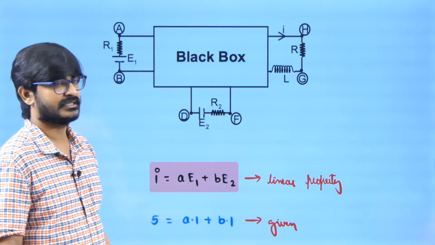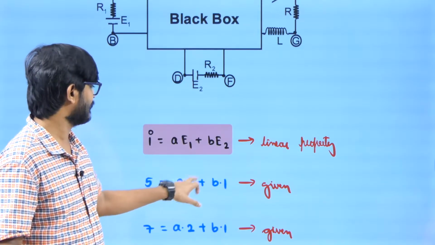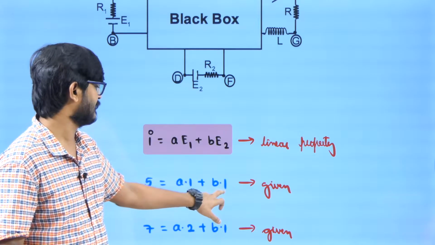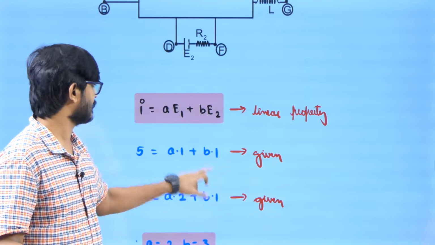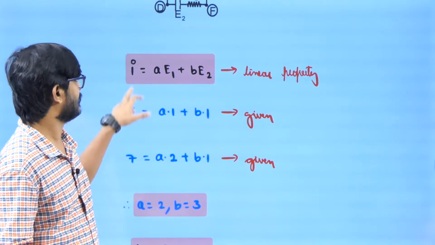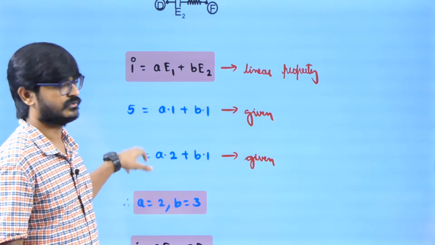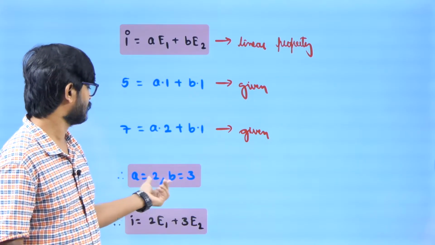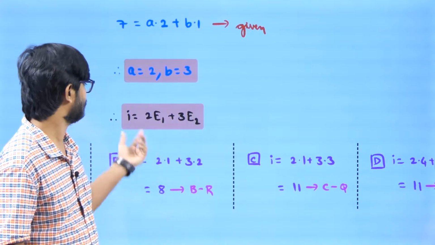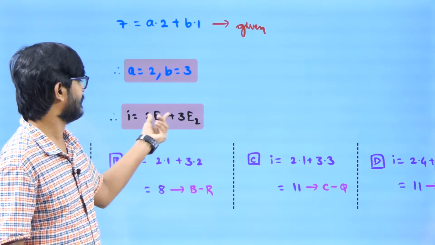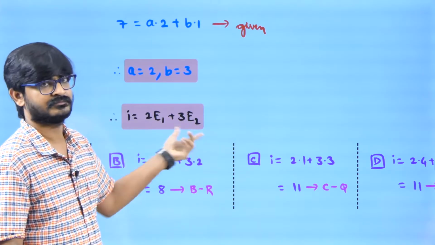Now they have given some other information in the question. When E is 1 and E1 is 1 and E2 is 1, current absorbed was 5. And when E1 is 2 and E2 is 1, current absorbed was 7. Now there are two variables, I got two equations, so I can solve them. So I will be getting A equal to 2 and B equal to 3. When I substitute it back, I will be getting the current equation this way. Current is linearly dependent on E1 and E2 in this form.